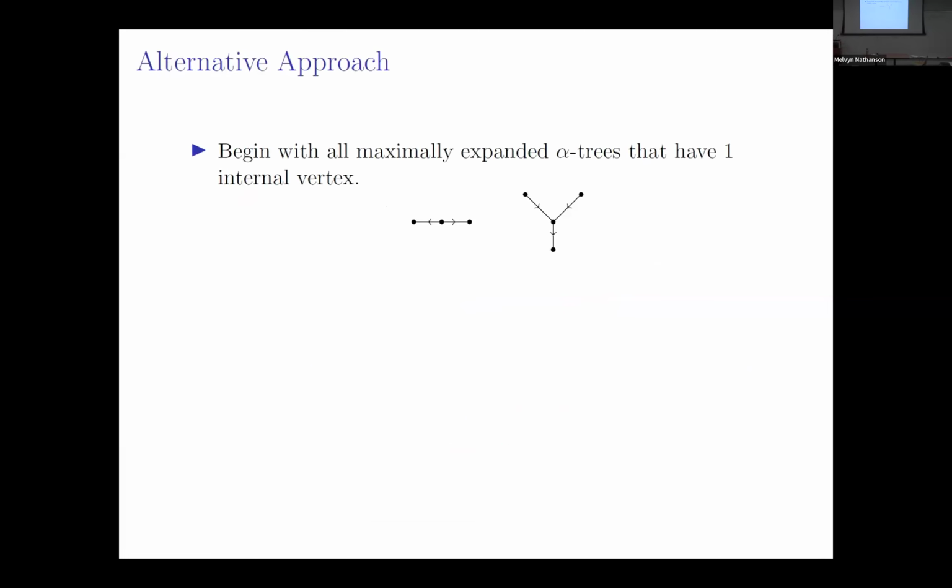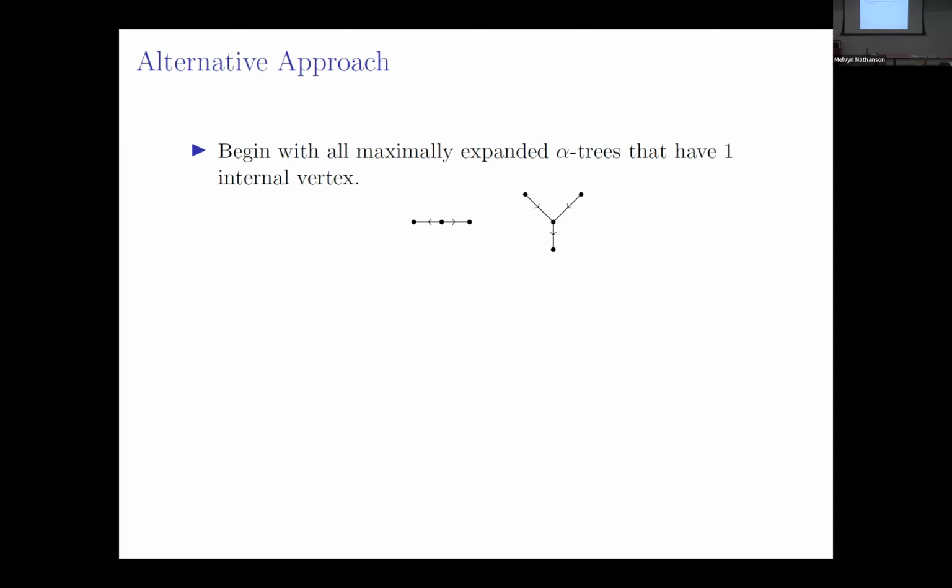So an alternative approach, and this is incredibly recent. I'm talking about just days ago. So I don't have a complete description here, but I'll try to give you as much information as what I've been doing recently, is to start, rather than starting with an alpha tree and then just expanding until you get a maximally expanded alpha tree, just start with a maximally expanded alpha tree from the beginning and see if we can't build up other maximally expanded alpha trees from that.